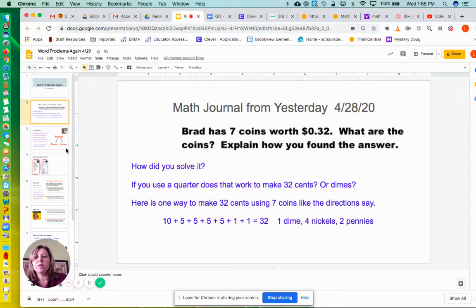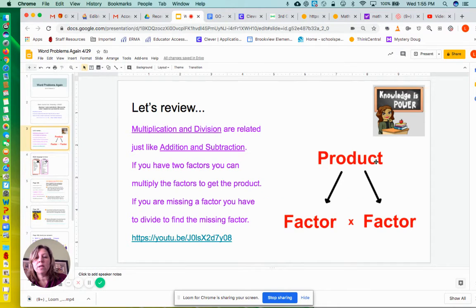All right, third graders, take one look here before we go into the present mode. Let's review a little bit. Multiplication and division. They're related just like addition and subtraction. They undo each other. If you have 2 factors, you can multiply the factors to get the product. If you're missing a factor, you can divide to find the missing factor. Okay, 2 factors equal a product.